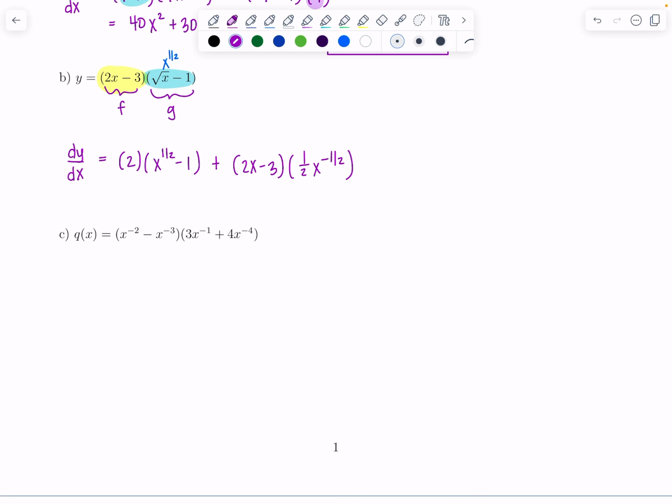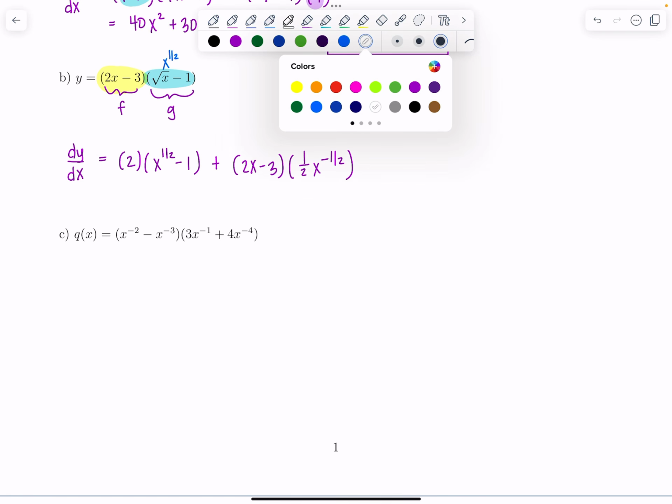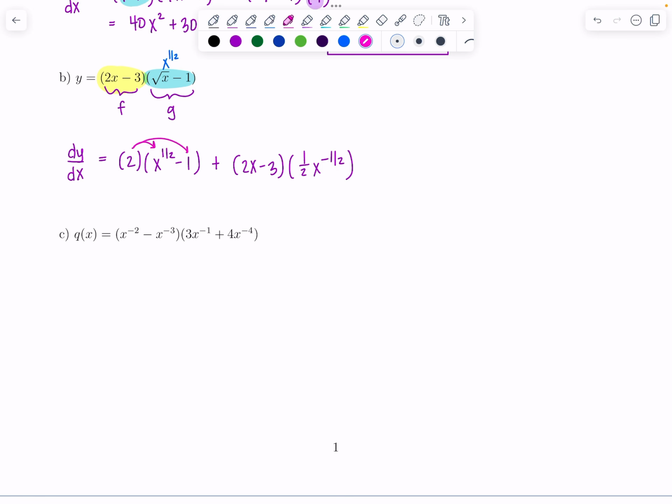Okay, the calculus is done at this point. So now we just have to clean it up. Now it's just a matter of how good are your algebra skills. Ooh, that could be questionable. Okay, so we're going to distribute. Same thing here, okay? So we're going to have 2x to the 1/2 minus 2 plus, be careful here.